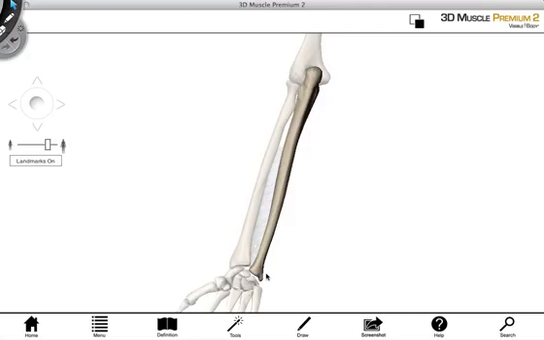One last point to make is that the ulna doesn't extend as far distally as the radius, and therefore it does not contribute to the formation of the radiocarpal joint.